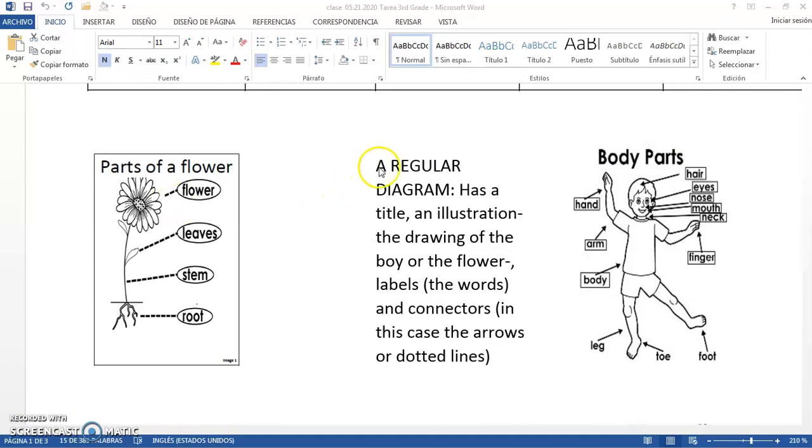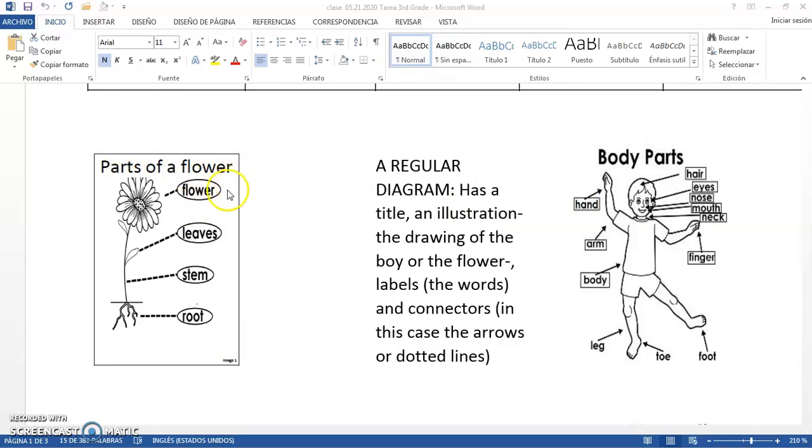A regular diagram. Copy all this. You're going to copy everything here. Vas a copiar todo lo que está aquí. Si ya lo tienes en tu libreta, no hay necesidad de copiarlo. Esta clase la vi con alumnos de 3er grado durante los días de clase antes de la contingencia. Así que la mayoría ya tenían los dibujos básicamente, ya se había explicado cada uno de ellos. En este caso vamos a tener que copiar. Aquellos que no lo tengan, lo copian por favor.